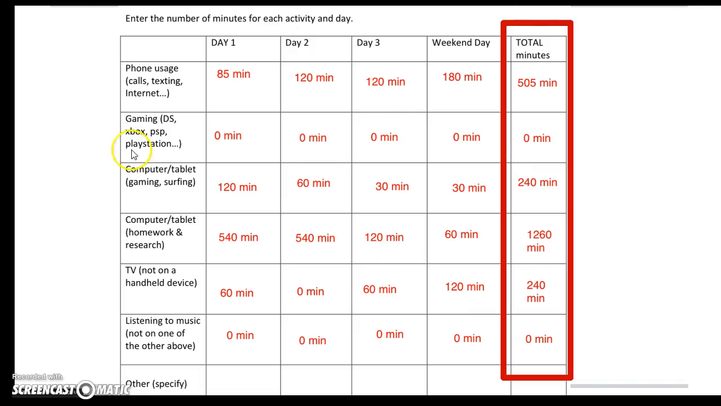So when you're looking at, this is my personal time log that I kept track of. So the last column is what you're entering in. We don't care about any of this. We just care about this total minutes column. That's what you're going to enter in.